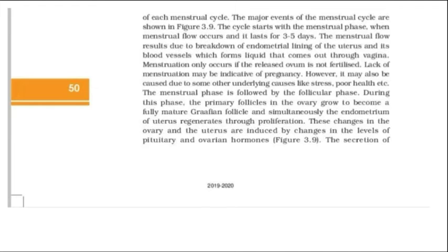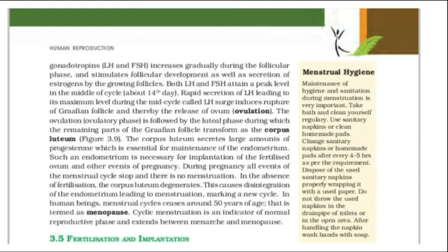During this phase, the primary follicles in the ovary grow to become a fully mature Graafian follicle and simultaneously the endometrium of the uterus regenerates through proliferation. These changes in the ovary and the uterus are induced by changes in the levels of pituitary and ovarian hormones. The secretion of gonadotropins, LH and FSH, increases gradually during the follicular phase and stimulates follicular development as well as secretion of estrogen by the growing follicles.